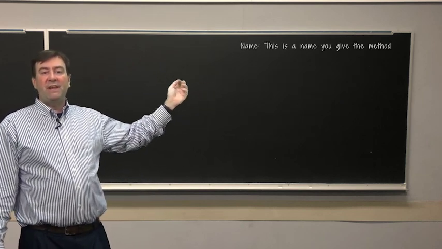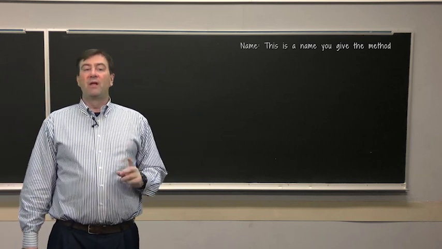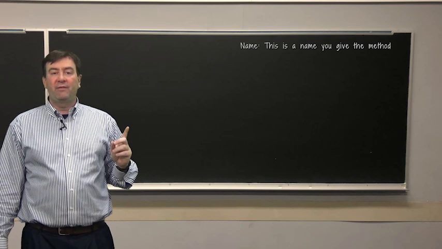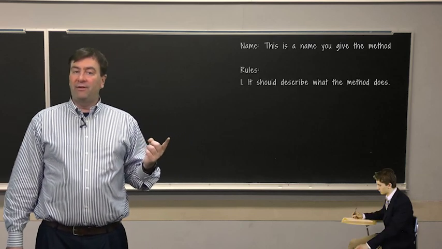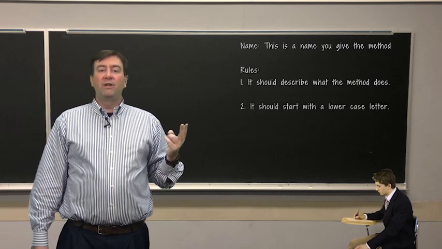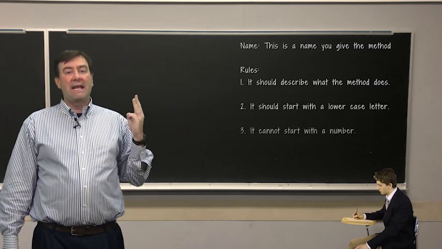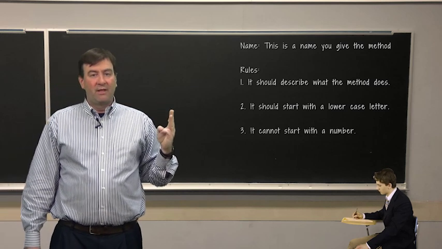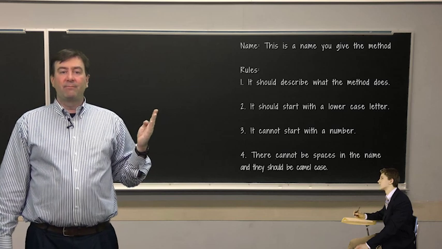Name. This is the name that you give the method, and it can pretty much be anything you want. But there are a few rules that must be followed. Number one, it should describe what the method does. Number two, it should start with a lowercase letter. It cannot start with a number. And it cannot have spaces in the name.